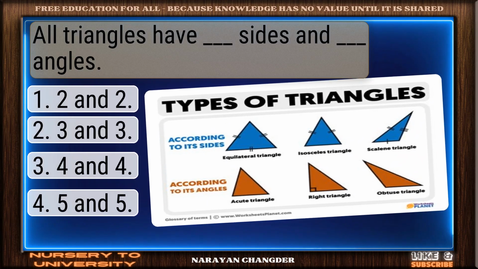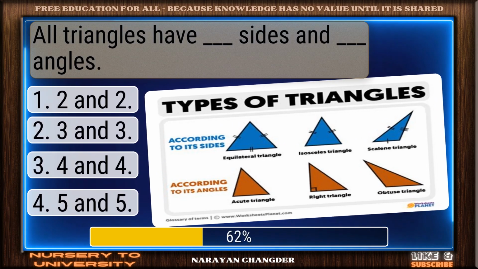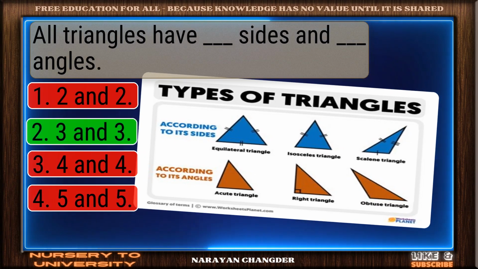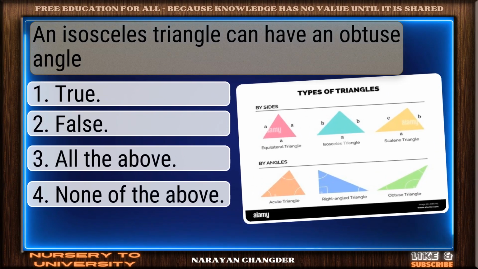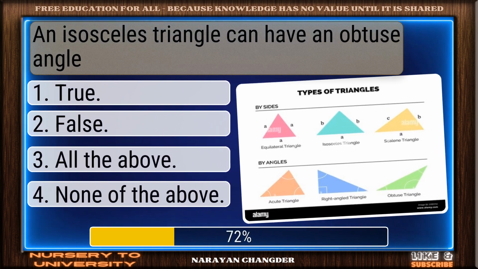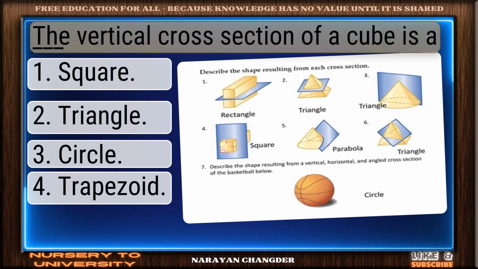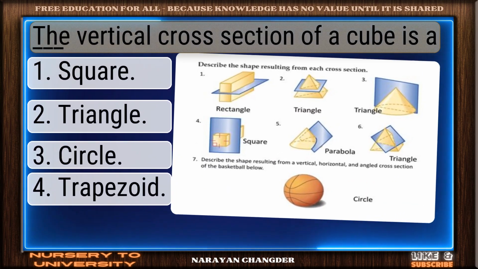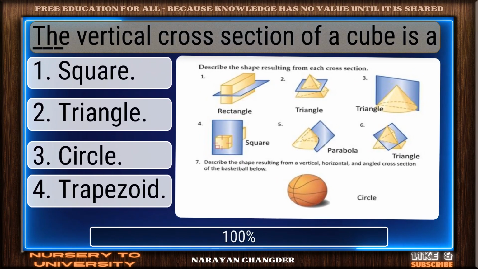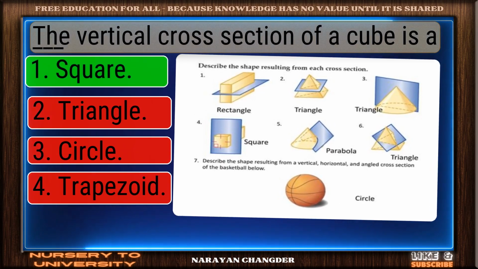Question number 153. All triangles have dash sides and dash angles. You chose 3 and 3, and it is correct. Question number 154. An isosceles triangle can have an obtuse angle. Great job. True is the accurate answer. Question number 155. The vertical cross section of a cube is a dash. Excellent choice. Square is the right answer.